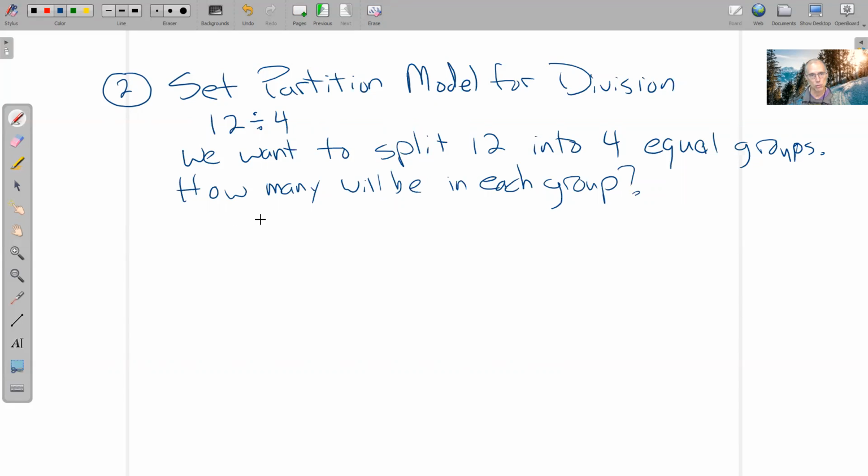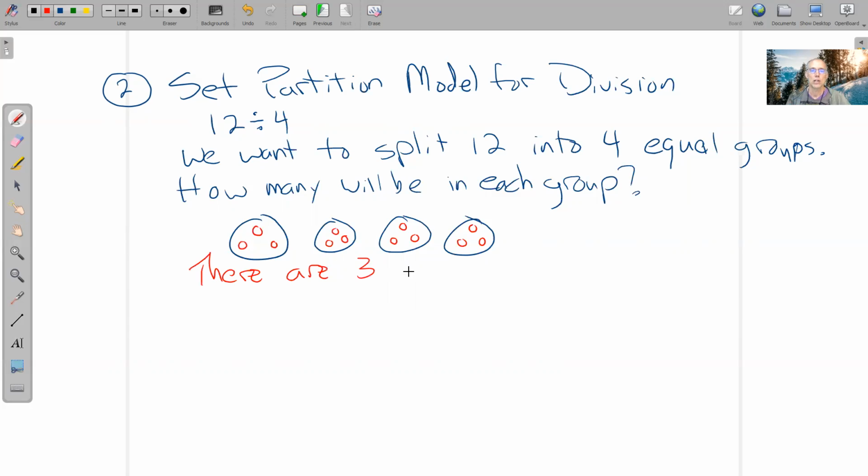So we have 12 things. We make our 4 groups first, and then we start putting stuff in there. So usually I just go through and count. 1, 2, 3, 4, keep going, 5, 6, 7, 8, keep going, 9, 10, 11, 12. I just ran out. There are 3 in each group. So 12 divided by 4 is 3.